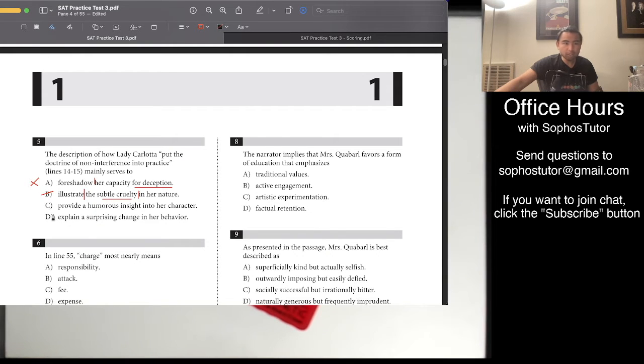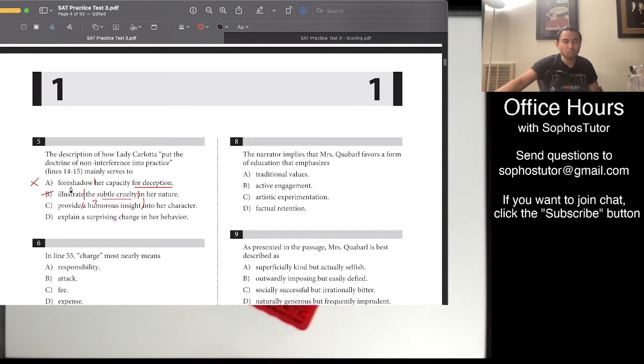Okay, let's look at C. Provide a humorous insight into her character. Okay, providing something? Sure. A humorous insight? It's a weird choice. I'm going to put a question mark on that. I don't know what the SAT wants me to think is humorous here. But I guess in some context, it could be considered funny. It's possible. I think it's better than capacity for deception.